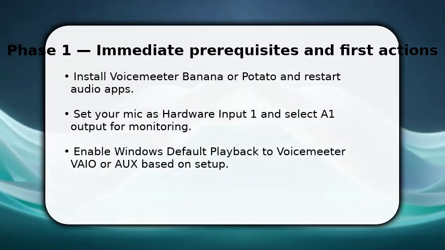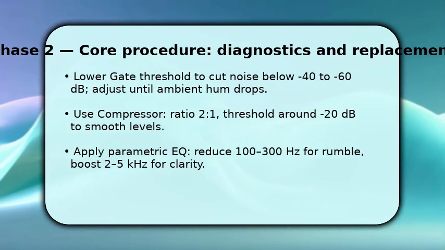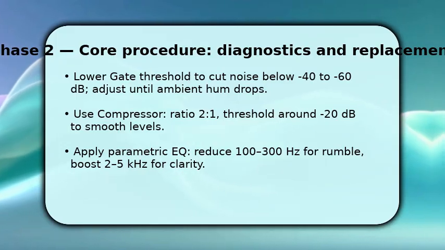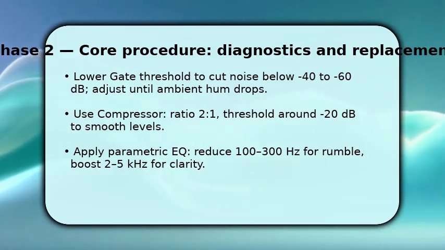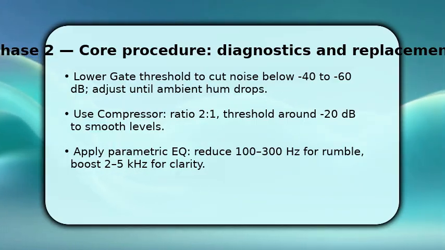You'll use the gate first. Set threshold so quiet room noise disappears, typically between -40 and -60 dB, then tweak attack and release for natural cuts. Next, use the compressor. Start with a 2:1 ratio and a threshold near -20 dB to tame peaks and let the gate work better.